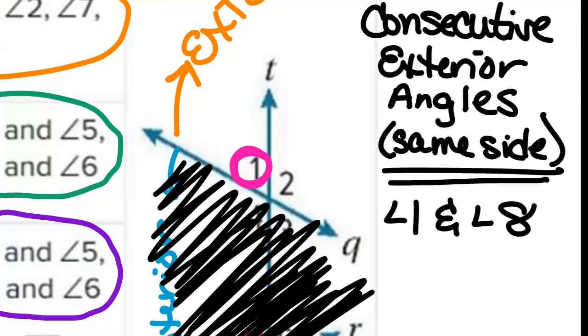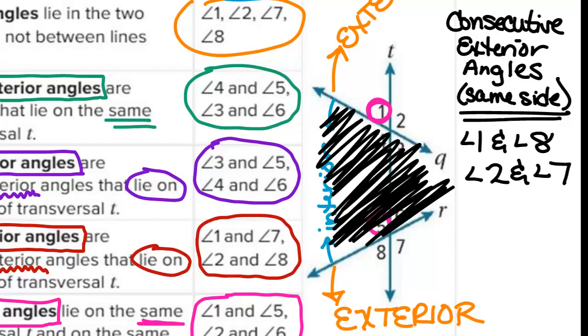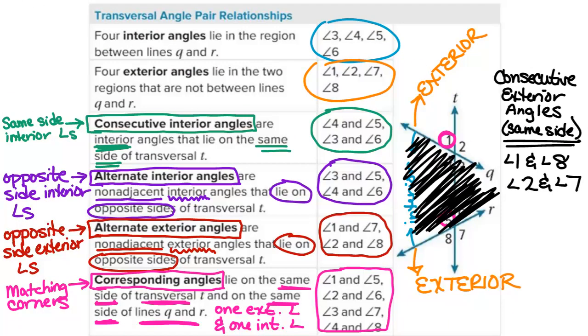They're both on the left side of the transversal, and they are exterior angles. Could you give me another pair that is consecutive exterior angles? 2 and 7. Angle 2 and angle 7. I love it.